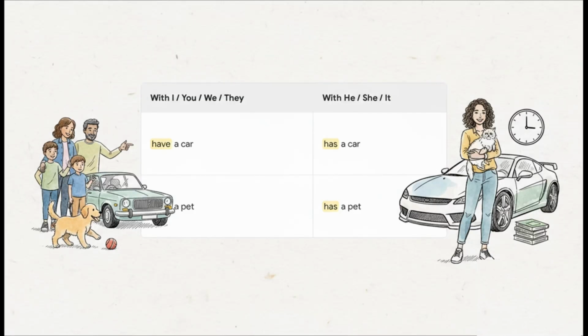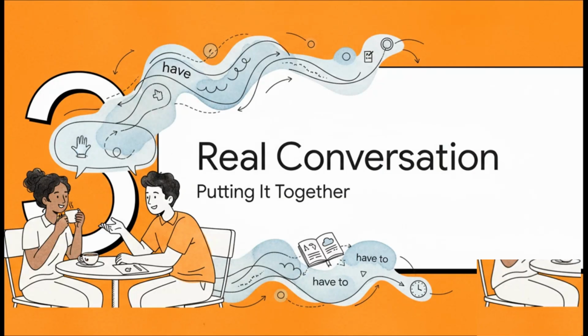And guess what? That little grammar rule we just learned, it works here too. We say I have a pet, but we say he has a pet. See? It's the exact same pattern. For he, she, and it, we just change have to has. So simple. Okay, learning rules is one thing, but let's see how this all sounds in a real, natural conversation.